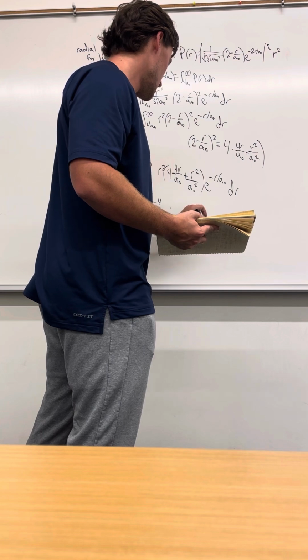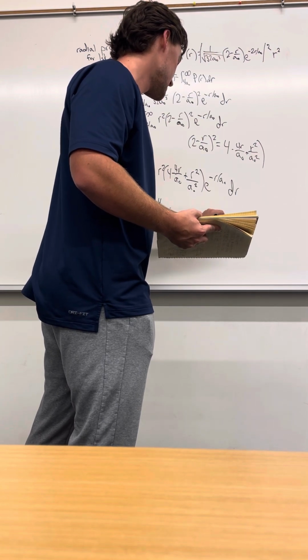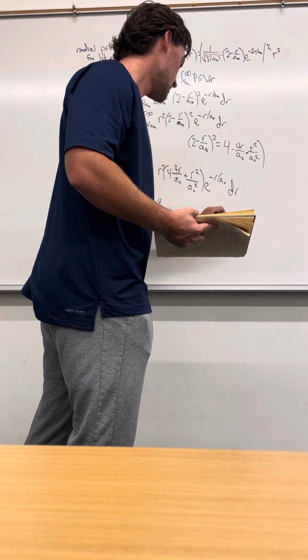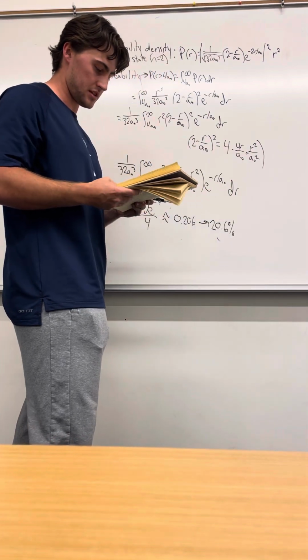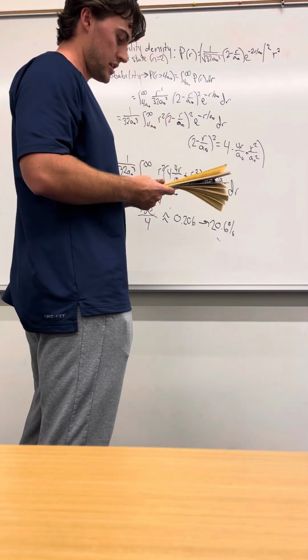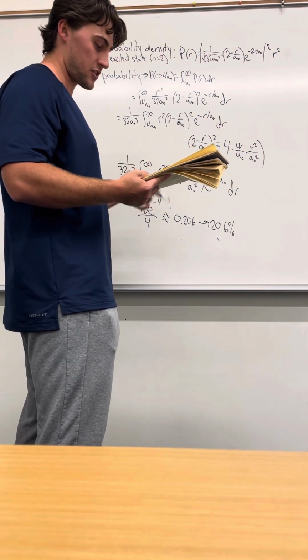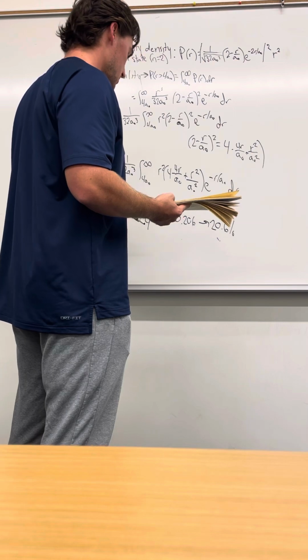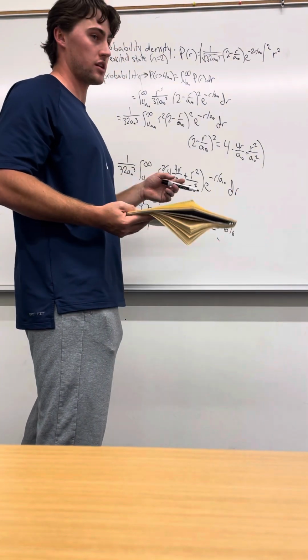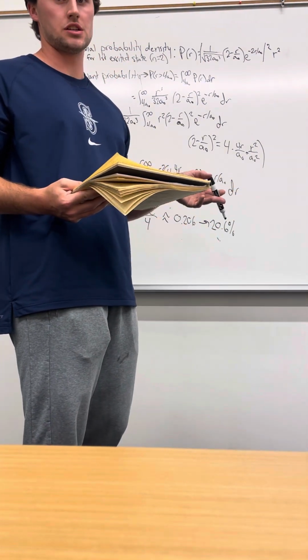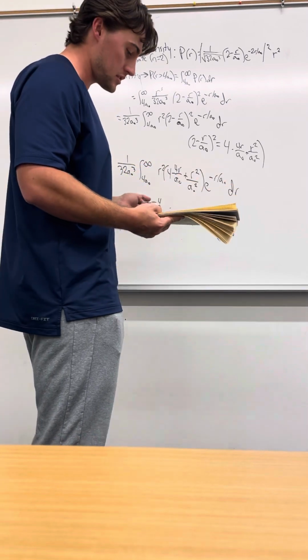0.206 or 20.6%. And that percentage value is the likelihood of finding the electron in the first excited state of the hydrogen atom at a distance further than 4 alpha naught away from the proton, where 4 alpha naught is the most probable location the electron will be.